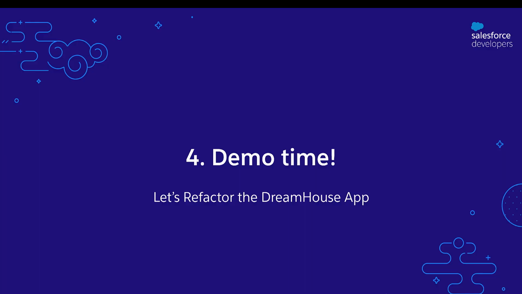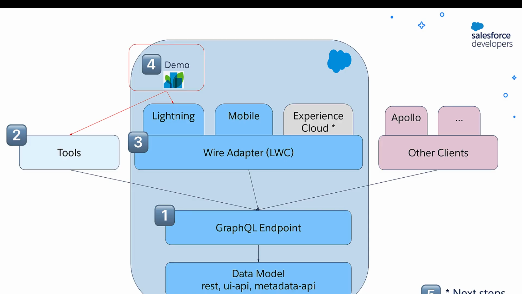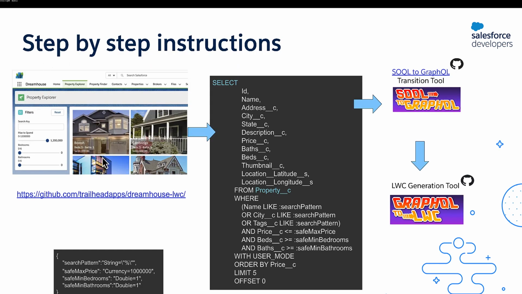All right, it's already demo time. So let's refactor the Dreamhouse app. Okay, and here we are. The demo will use some tools and will use some pages written in LWC, but using an Apex controller. These are the instructions, so you can redo that yourself if you're interested.